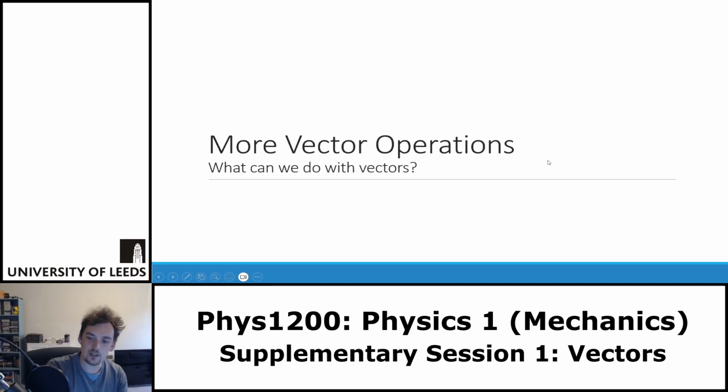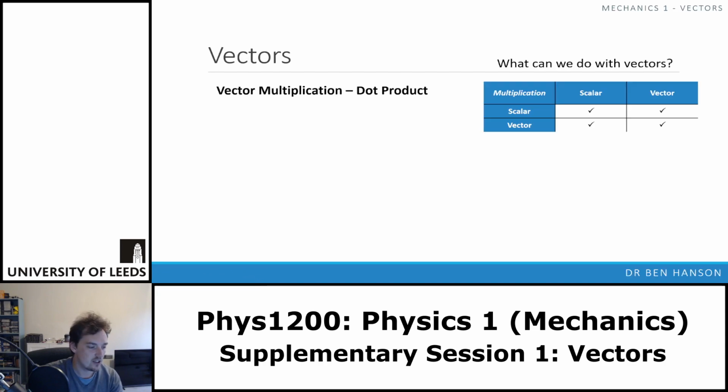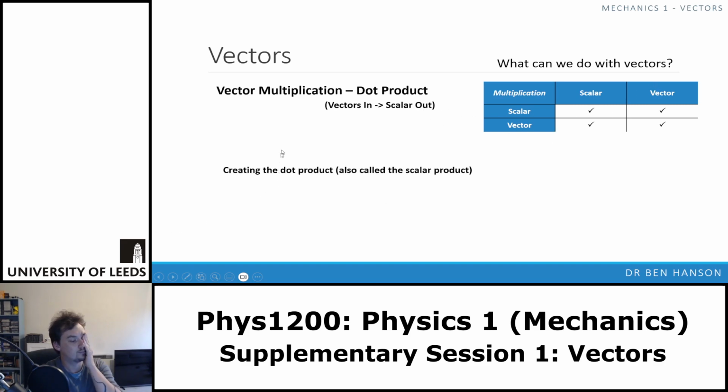So the last thing we're going to do today, well, for this session, is more vector operations. So we're going to do the dot product. So the dot product is a way of multiplying a vector to another vector in order to get a scalar. So vectors in, scalar out. Why would we do this, right? It's not entirely obvious how you multiply two arrows together, whereas multiplying two numbers together is a lot more conceptually obvious.